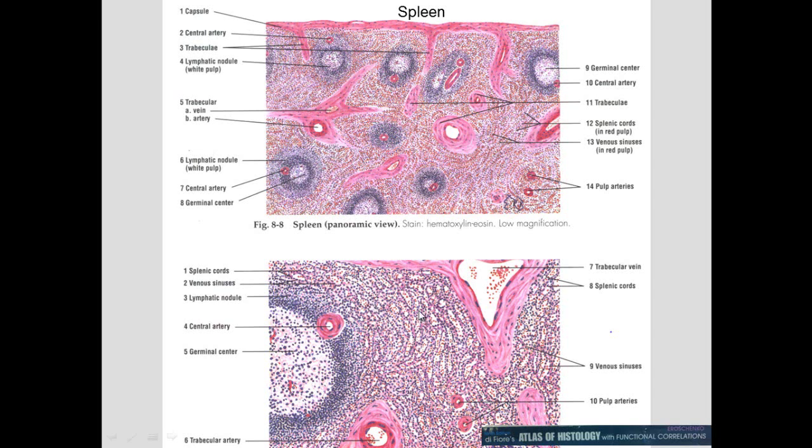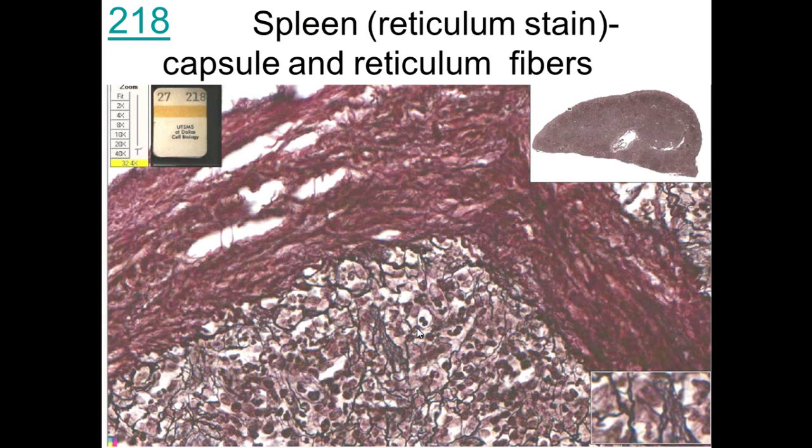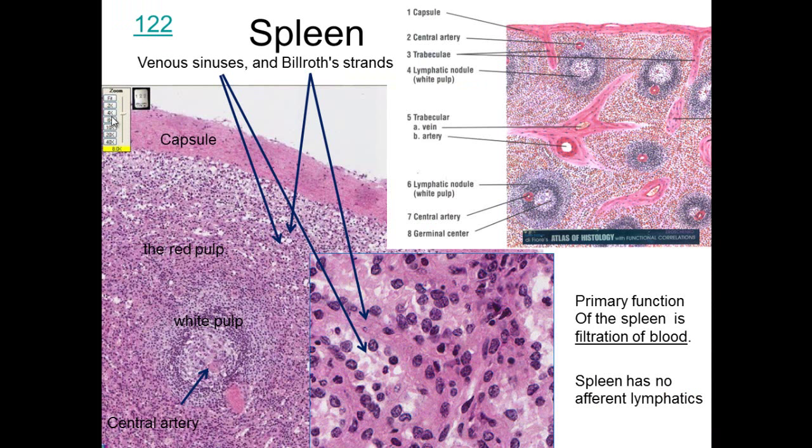In the red pulp, you have these cords, splenic cords and sinuses in between that we'll see. In the capsule and throughout the sinus, you have these reticular fibers, which are branched fibers that help support the cells that are inside there. There is a capsule in the spleen. As we can see, this is the white pulp and the red pulp out through here. In the red pulp, we have the splenic strands, or the Billroth strands, and the sinuses. This is a sinus that we have here. And the primary function of the spleen is filtration of the blood.